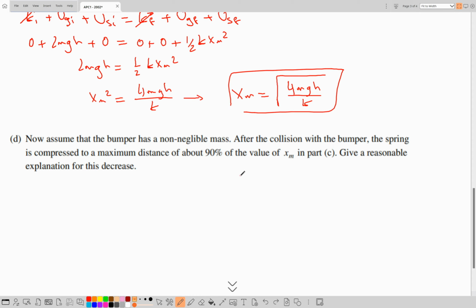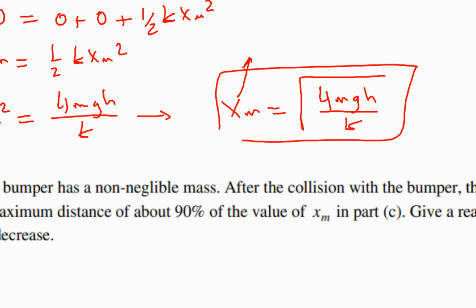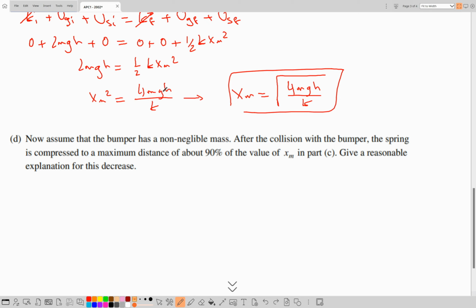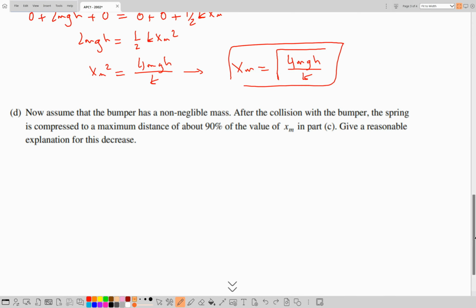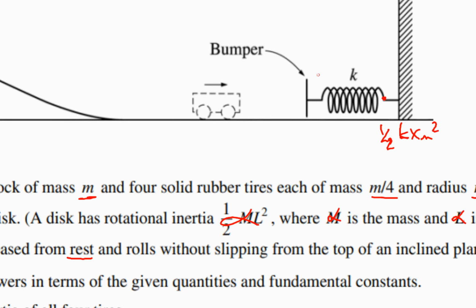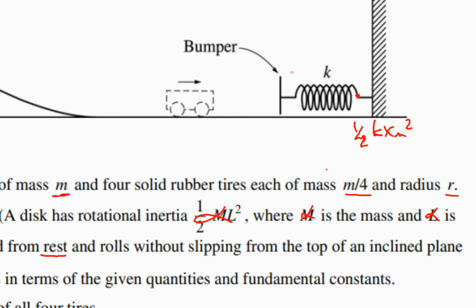So here what they're trying to say is that, suppose here we have obtained 10 centimeters. Now if you replace this bumper of part C with the new one that has mass, we will notice that the 10 centimeters would change to 9 centimeters, which is 90% of the value of xm in part C. Give a reasonable explanation of this decrease. Simply because if this bumper here has mass, the process will have two phases. The phase one, which is governed by the linear momentum, and the second one would be the energy.